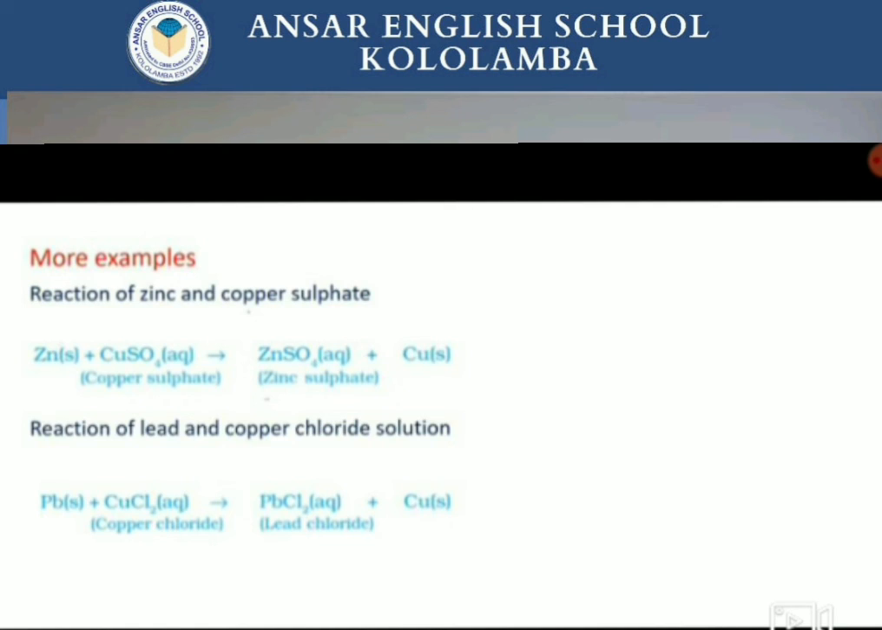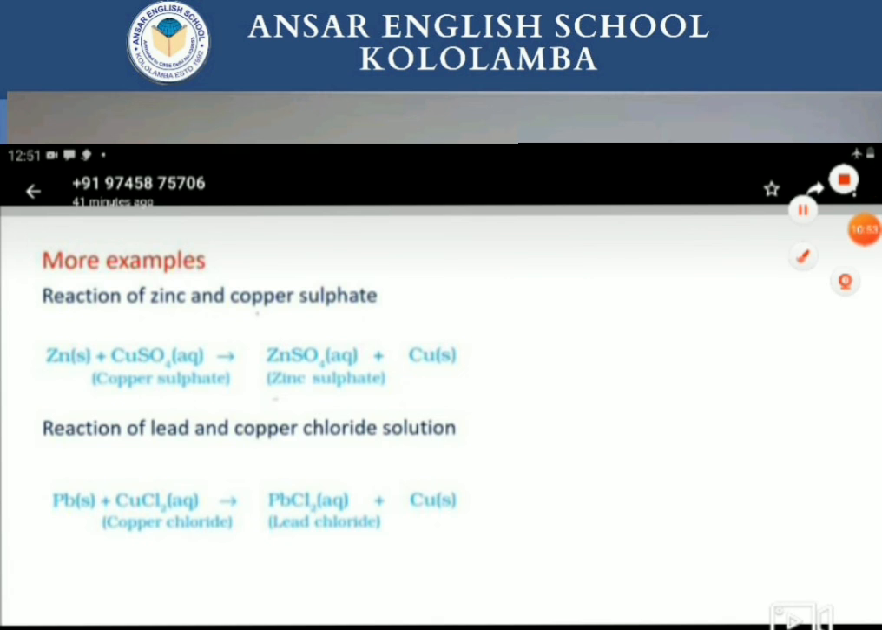So, in this class, we studied 3 different types of chemical reactions: combination reaction, decomposition reaction, and displacement reaction. I think you understand the 3 types of chemical reactions. So, read your textbook very well and write your notes.